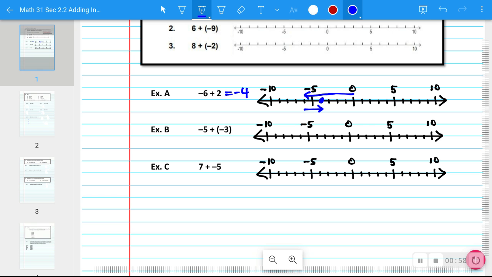Okay, the next one here is -5, so start at 0 and stretch -5, 5 spaces to the left. From that location, you go 3 further to the left. They're both negative this time. And your answer is the final location there, -8. Next, 7 plus -5. You start at 0, 7 spaces to the right since it's positive. And from that location, you go 5 spaces to the left. And your answer this time will just be a +2.